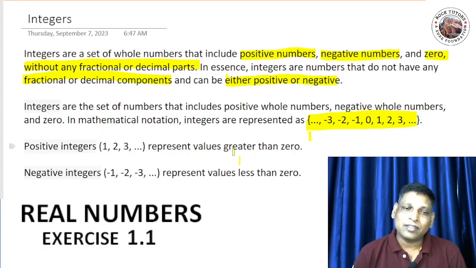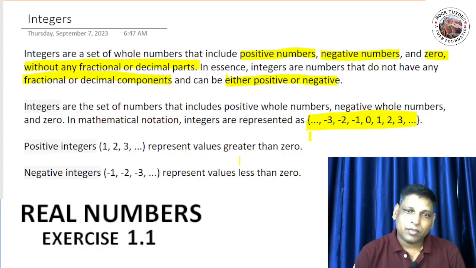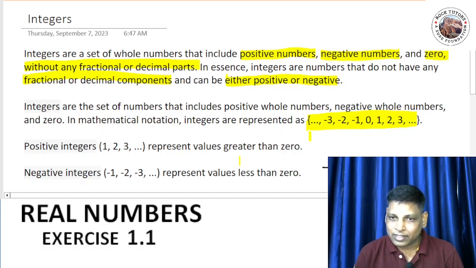Negative integers are minus 1, minus 2, minus 3 and so on. They represent values less than 0. We know that on a number line, here this is the 0, and here 1, 2, 3 and so on. If you come to this side, towards the left side of the 0, I'll get minus 1, minus 2 and minus 3.